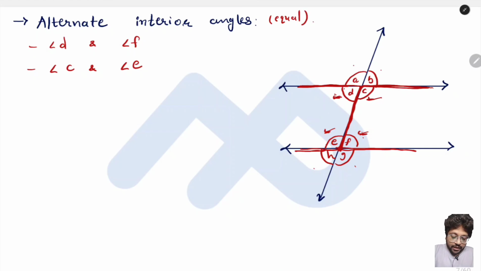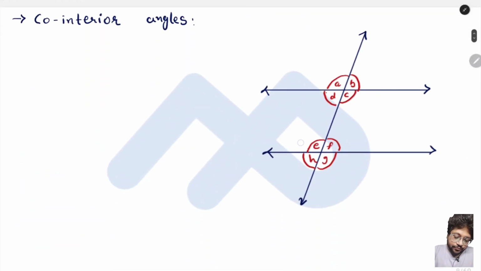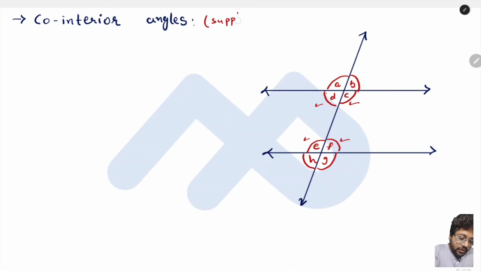Clear? Then come the co-interior angles. Out of these four interior angles only, co-interior angles means interior angles on the same side. So D and E are co-interior angles. Similarly, C and F are co-interior angles. And co-interior angles are supplementary, so they add up to 180.